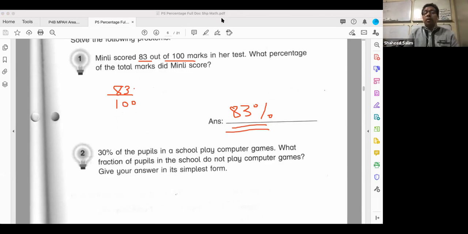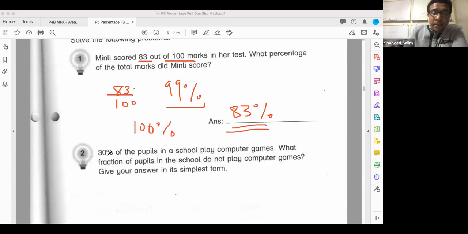Okay, Shalina, you must understand, if let's say you get 99 points, 99%, this is not yet the full marks, no? The full marks is 100%. Always 100% is the full thing. So down here, if 30 pupils play computer games, first of all, how many pupils are there? It's 100%. 100% is the total, all the pupils.